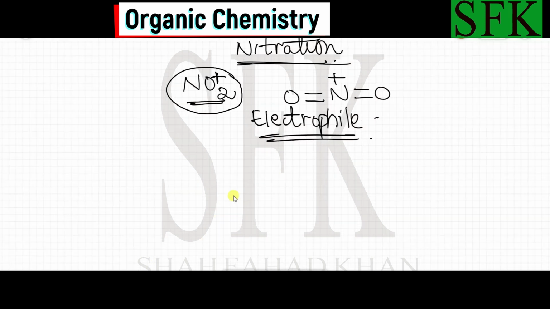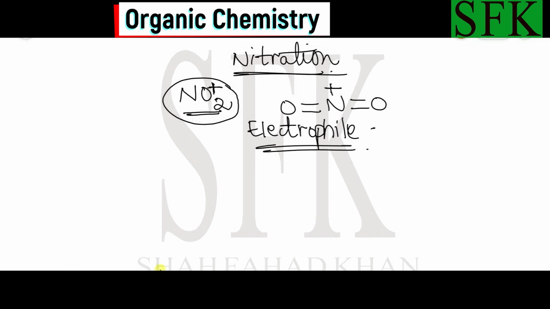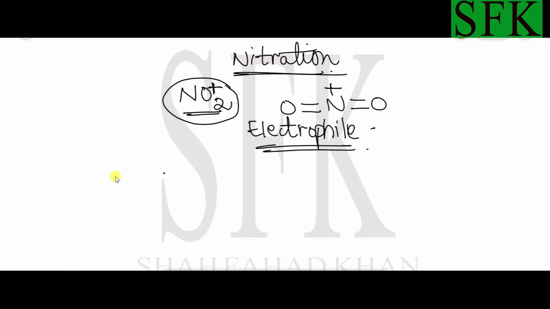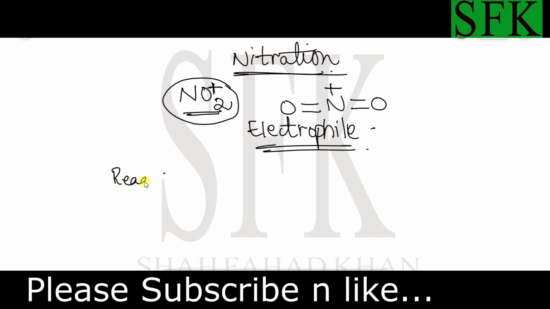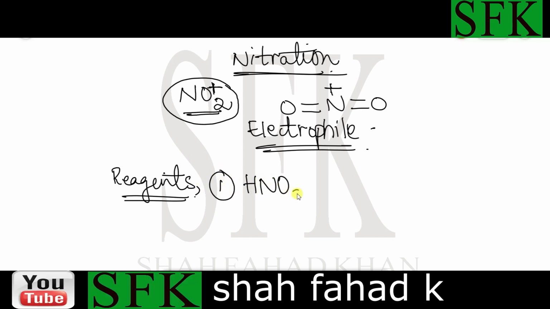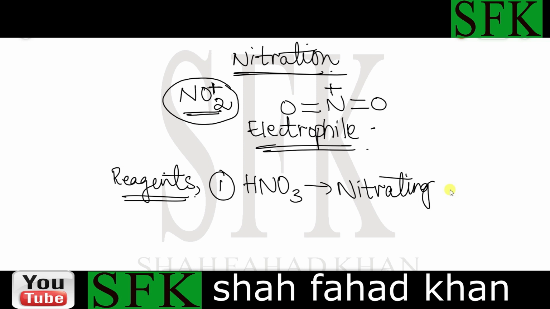Now let's get started. The overall reaction, and let me write down the reagents of this reaction as well. There are basically two reagents. The first one is nitric acid, HNO3. This is our nitrating agent.